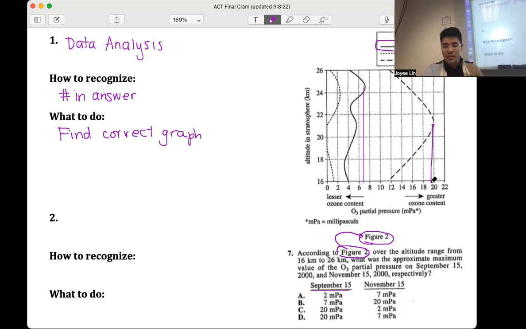Draw it down to 20. Make sure you're drawing these straight lines too, right? Do not let your eyes trick you. These are the easiest ones to get right. Find the right graph, draw straight lines, go to the right axis. Sounds simple enough, right?